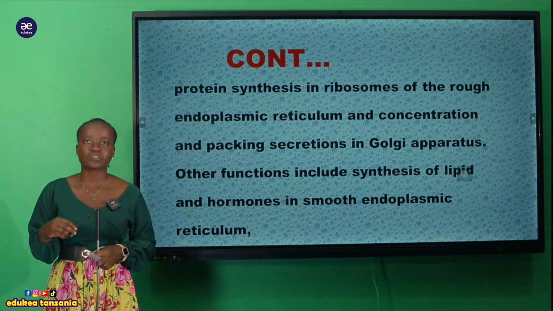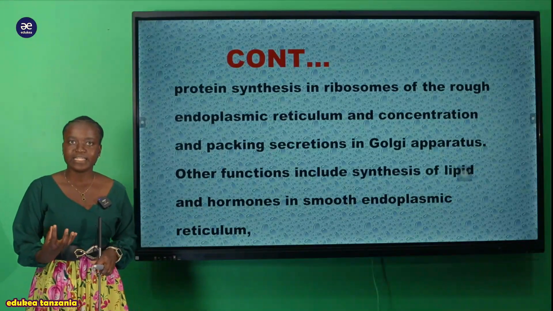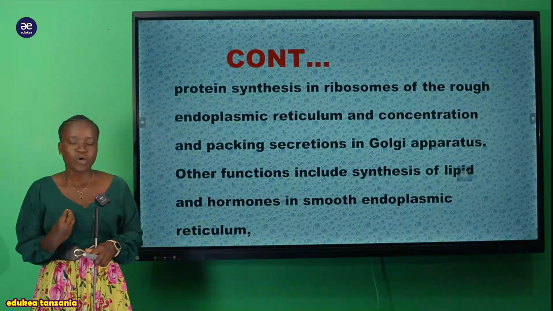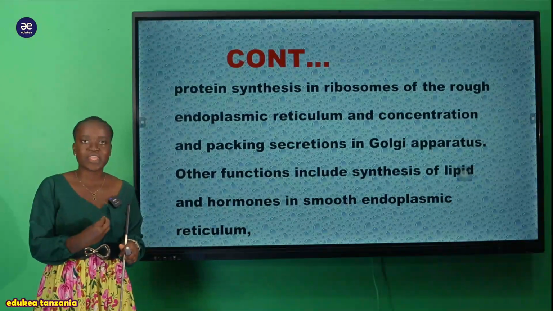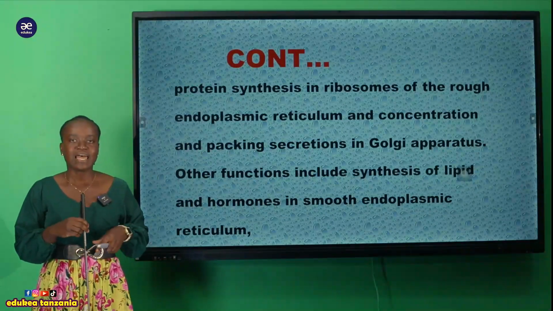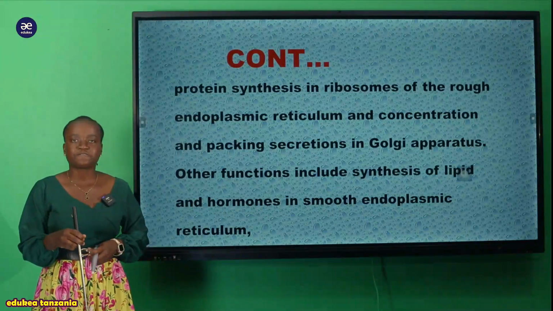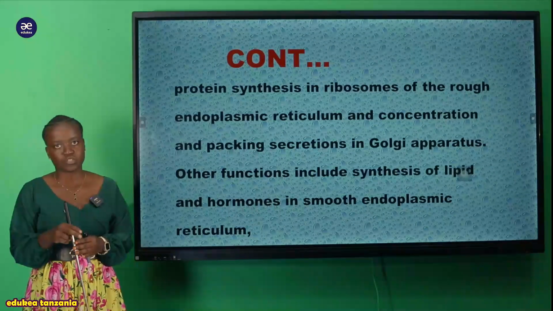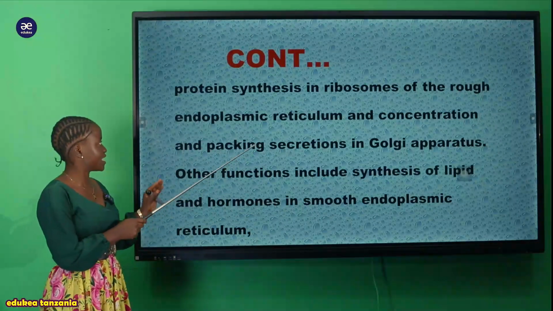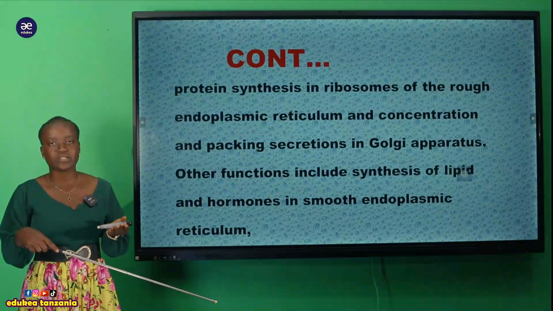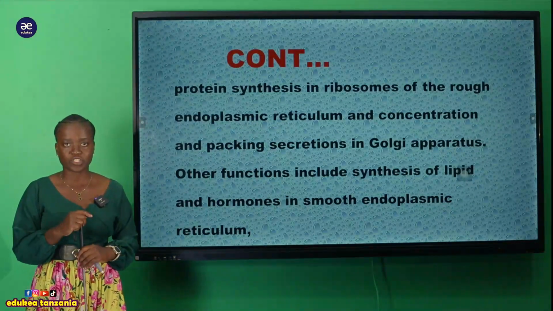Sasa hii ndiyo maana ya kusema kwamba kila organelle inakuwa na kazi yake ya kipekee. So huwezi ukacompare organelle moja inafanya kazi sawa na organelle nyingine. Hicho kitu ni hakiwezekani. Labda tu iwe ina share some features and some chemicals and few functions. So kwa mfano hapa tuna hii ribosome. Ribosome yenyewe iko responsible for manufacturing or synthesis of protein.